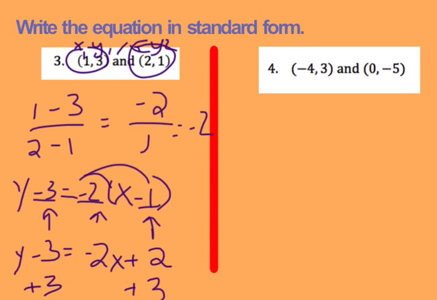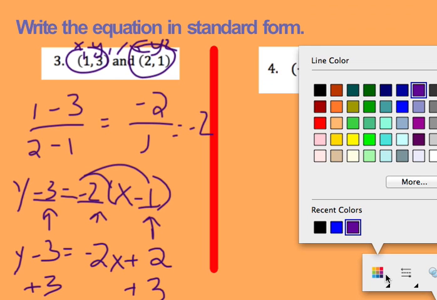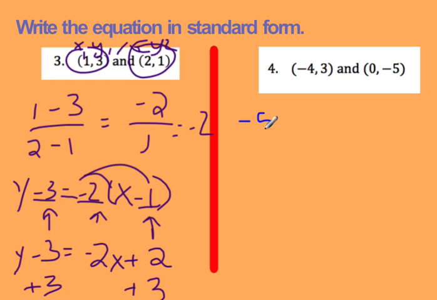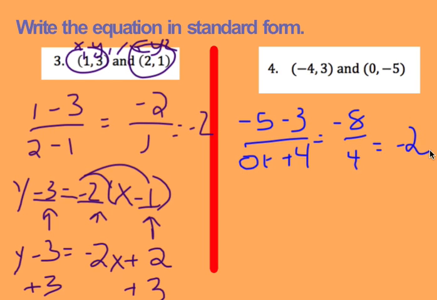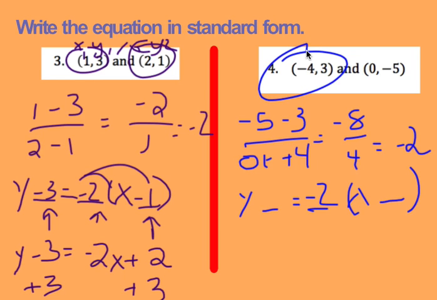So we're going to do the same thing with number 4. The first thing I'm going to do is calculate out my slope. So I'm going to do y2 minus y1 over x2 minus x1. Now remember, when you subtract a negative, it's going to become plus a positive. So here I get negative 8 divided by 4, and that's going to give me a negative 2. Again, I'm going to take that and plug it into point-slope form. I put my slope here, and I'm going to pick that point, and you can use the other one if you want. It will work out the same.